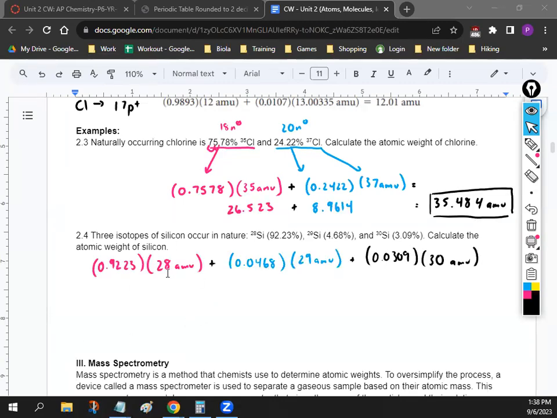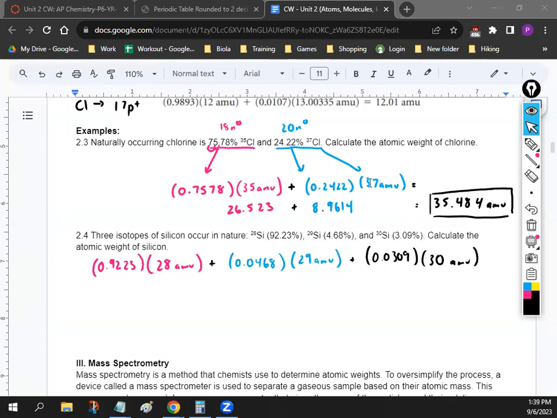All right, so up here, I already wrote down the way that you should set it up. So 92.23% of silicon-28. So we have 0.9223 times 28 AMU. And the other isotope, silicon-29, is 4.68%. So here, just make sure that you're careful. Move the decimal two times to the left, so you get 0.0468. I know sometimes if you're rushing, you might write 0.468. 4% is going to be 0.04.